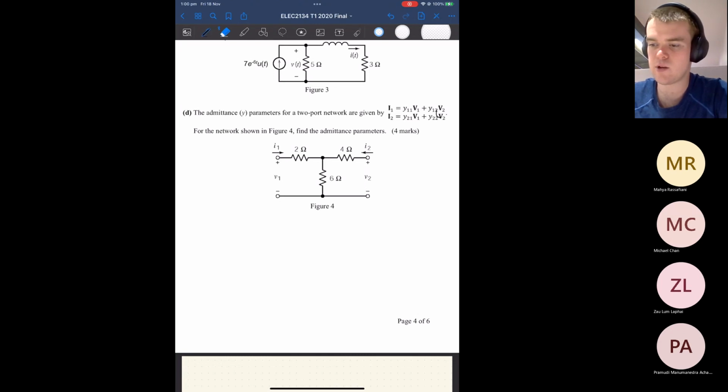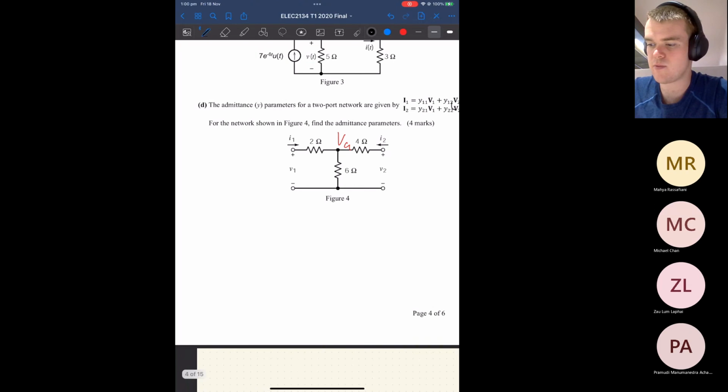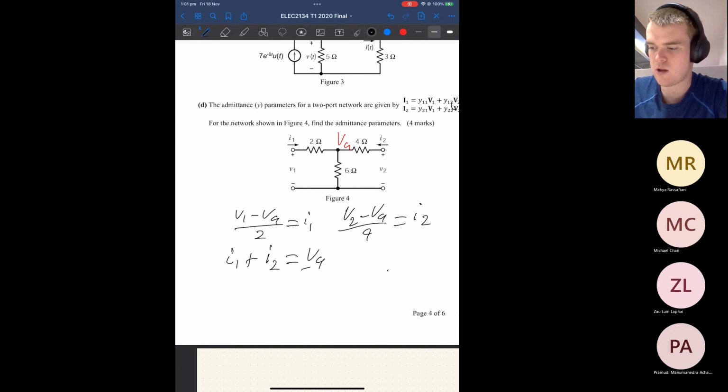Because it's a nice simple network, I'm going to denote this point here as VA. Essentially, I'm going to do (V1 minus VA) on 2 is equal to I1, and we know that (V2 minus VA) on 4 is equal to I2. Then we know that I1 plus I2 is equal to VA on 6.